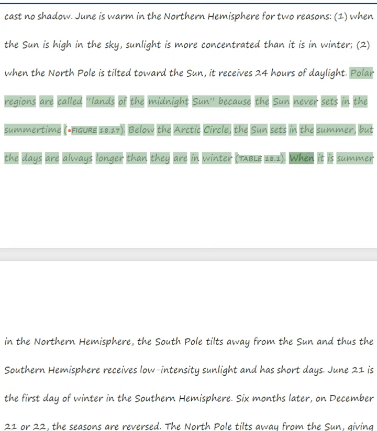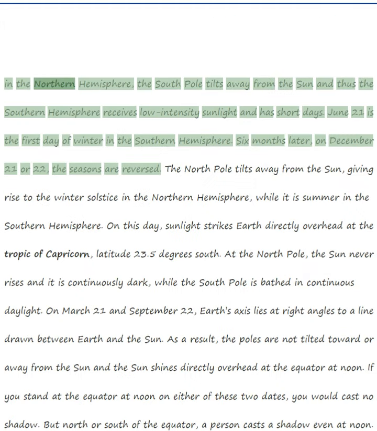winter. When it is summer in the Northern Hemisphere, the South Pole tilts away from the sun and thus the Southern Hemisphere receives low-intensity sunlight and has short days. June 21st is the first day of winter in the Southern Hemisphere. 6 months later, on December 21st or 22nd, the seasons are reversed.